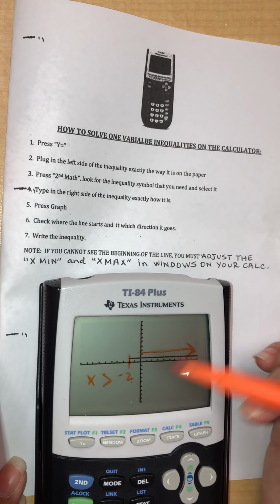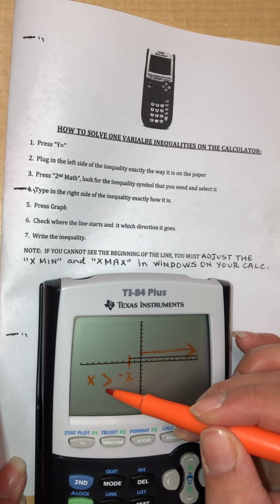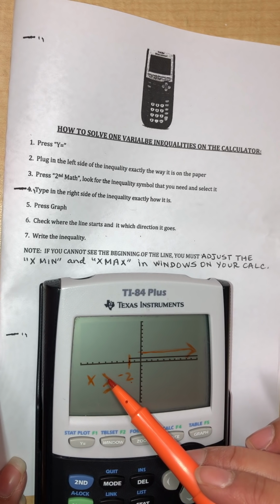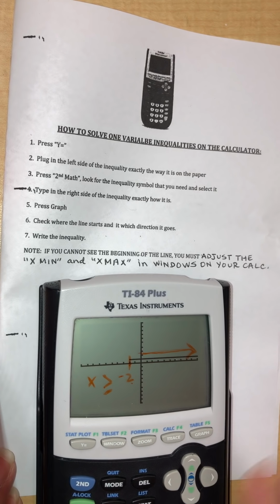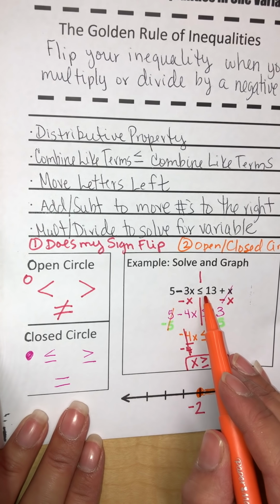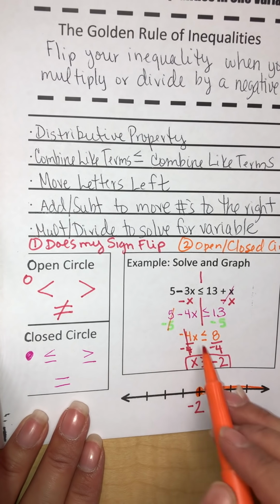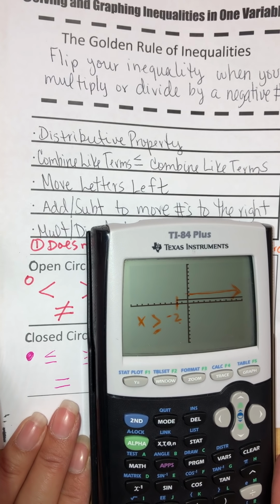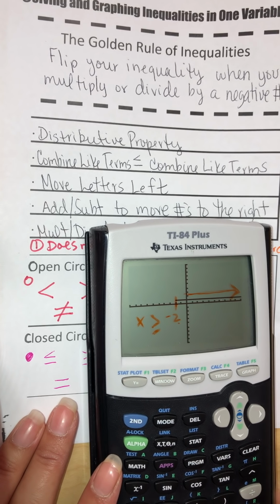And then you just have to go check. Did your original problem have the little equal to sign? Yes, it did. So x is greater than or equal to negative 2. That's what we're reading from the calculator. Was that the answer we got? Yes, it was. Now, remember, we had to remember over here when we solved it by hand to flip the sign. The calculator kind of just does it for us. So keep that in mind. When you're unsure, just plug it in so that you can check if you got your sign correct.